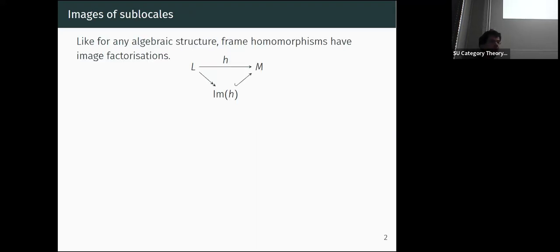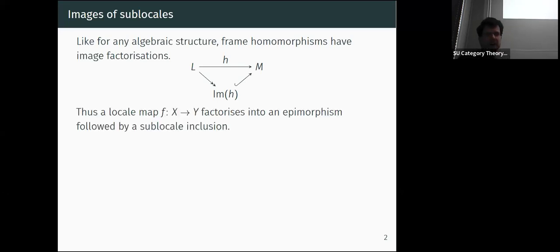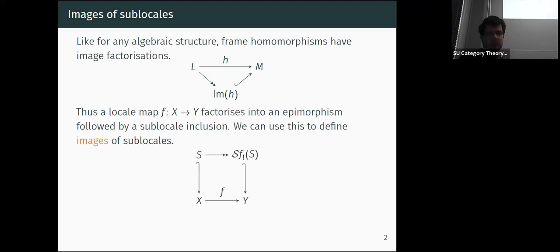Okay, but there's another way to do things. Rather than taking preimages, we can take images. So if we have a frame homomorphism, we can just do a normal image factorization, right? Where you just factor it through its image. And this is a regular epi-mono factorization in the category of frames. So in the category of locales, this would be an epi-regular mono factorization. And a regular mono in locales is just a sublocale inclusion. So this is a way to factorize any locale map, and we can use this to define images.